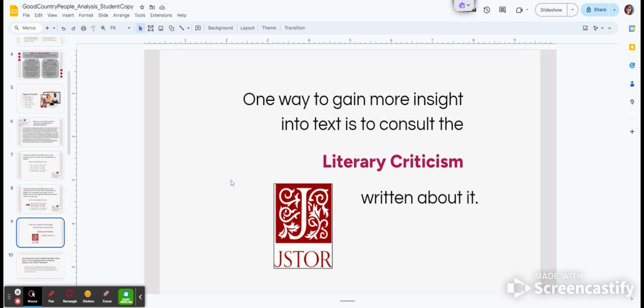So one way to gain more insight into text is to consult literary criticism. Everybody's got different definitions of fun, but for me a really fun thing about reading literature is that I can come up with hypotheses on my own and then go and try to find some literary criticism to validate my hypothesis, to make me realize that, hey, it's not just me. I didn't just come up with this out of thin air. Other people have talked about this very thing.